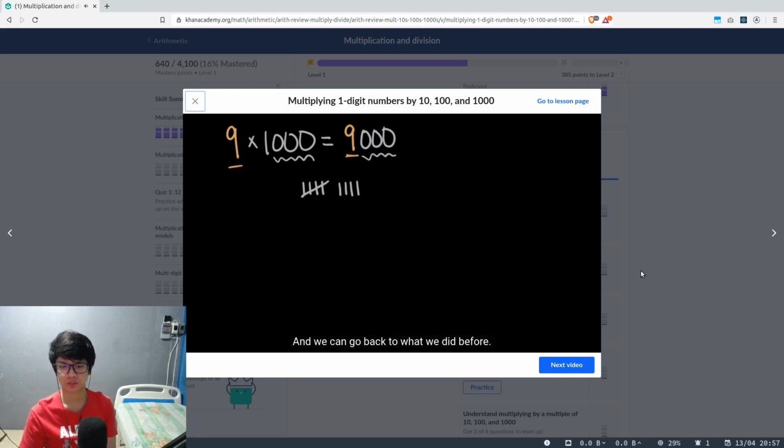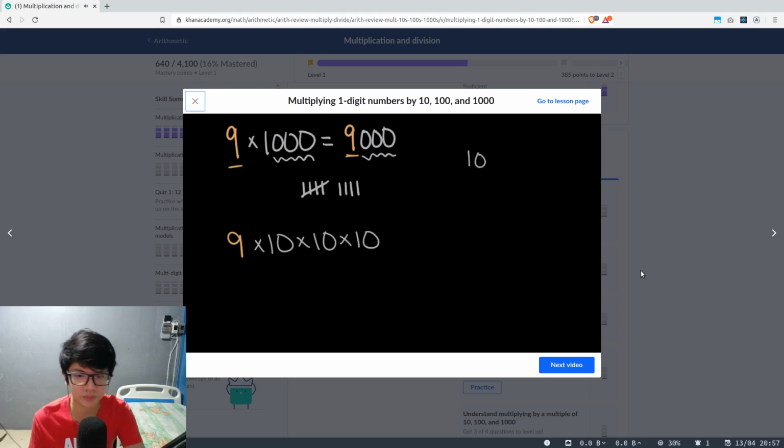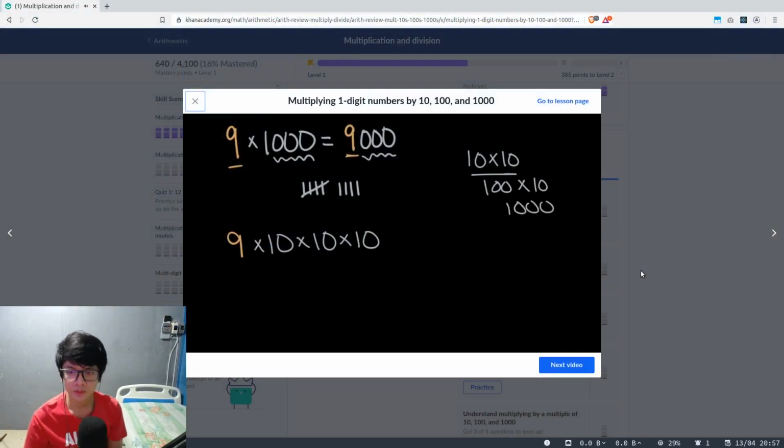And we can go back to what we did before, thinking about this in terms of tens. We've worked out why multiplying by 10 adds a 0. So let's think about 1,000 in terms of tens. 1,000 is equal to 10 times 10 times 10. 10 times 10 is 100, and 100 tens is 1,000. So instead of 1,000, we can write 10 times 10 times 10. These are equivalent. And so when we multiply a number times 10, we add a 0. But here we're multiplying by 3 tens, so we add 3 zeros.